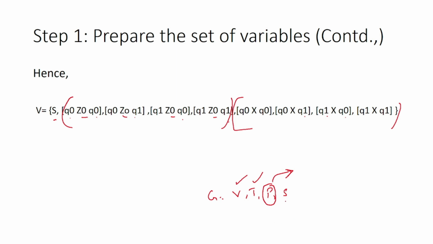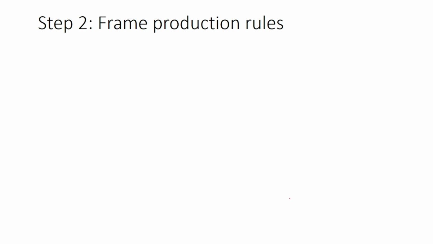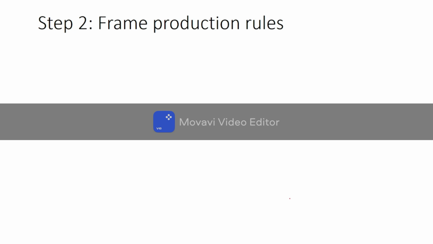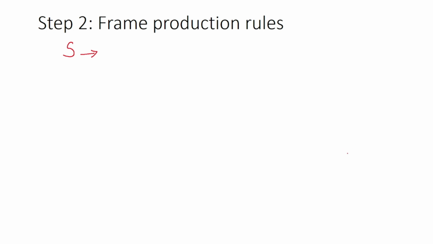So the fourth component is S, capital S, that is the start symbol, as we know. Now we are going to frame the production. Now let us frame the production rule for the start symbol. So the start symbol here is S, capital S, right. So for the start symbol we are going to frame the production rules. So here in this automata, the set of states are q naught and q1, right. These are the set of states.